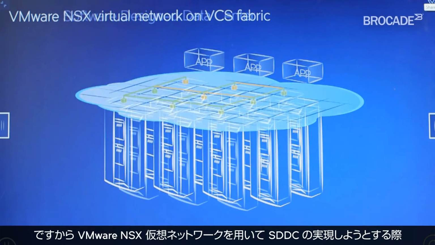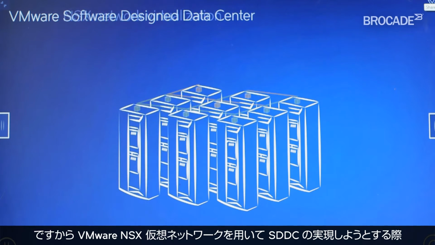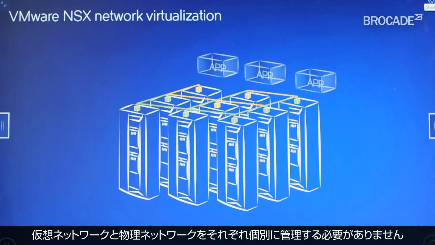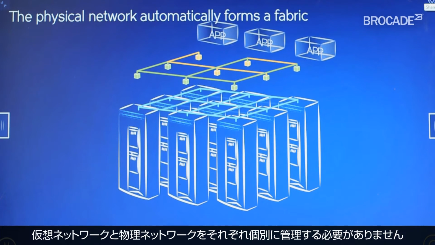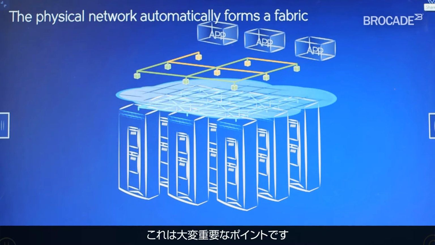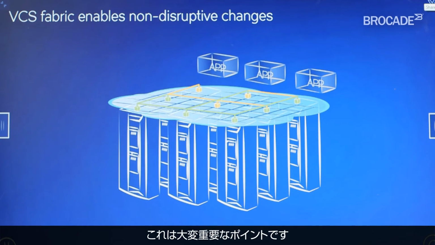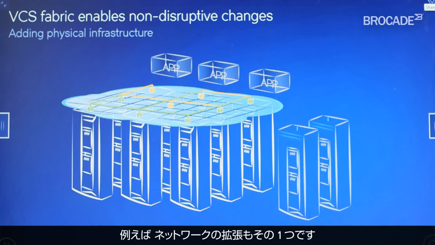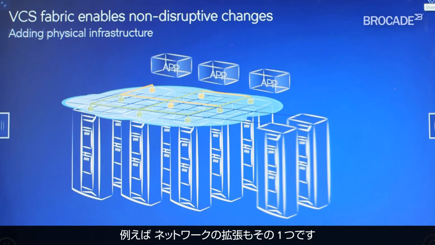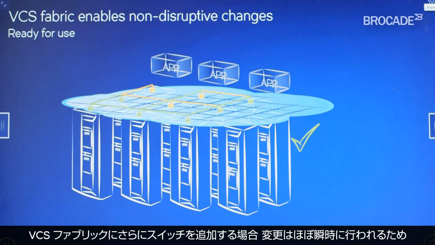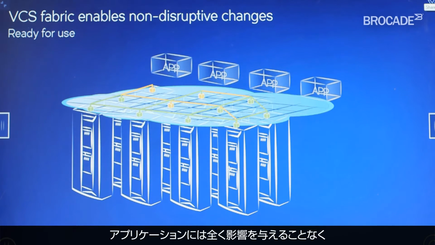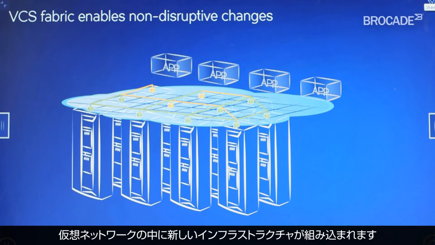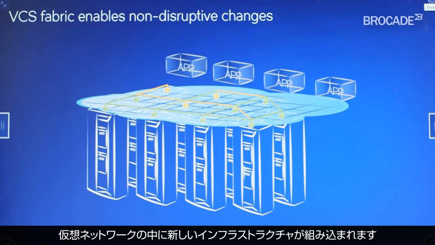So when you run a VMware NSX virtual network in order to achieve a software-defined data center, what is really important is that you don't have to manage the two networks independently, both the virtual network and the physical network. With the VCS fabric, you can do changes to the physical network non-disruptively. This could be, for example, expanding your network. When adding additional switches to a VCS fabric, convergence happens sub-second, which means that there is no impact to the application at all, and the new infrastructure is readily available to be included in your virtual network infrastructure.